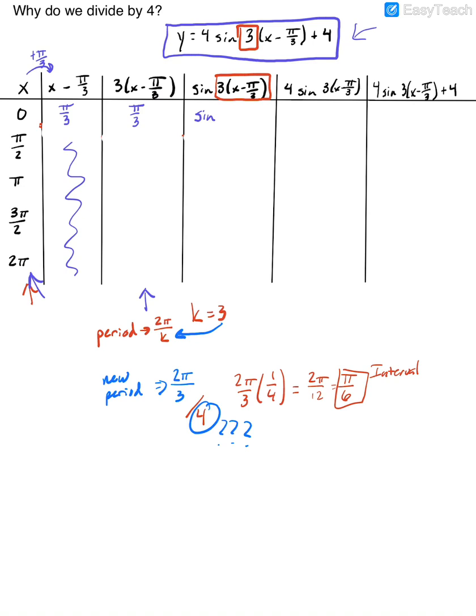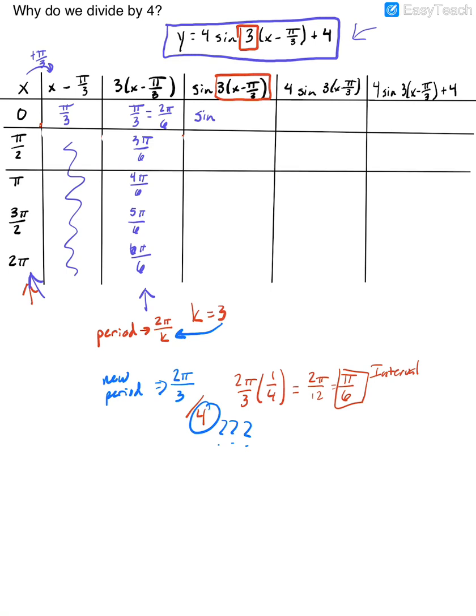So if I was to take pi over 6 and add it to pi over 3 up here, pi over 3 is 2 pi over 6. So adding a 6 gets me 3 pi over 6. Then another one, 4 pi over 6, 5 pi over 6, and 6 pi over 6. Okay, and if it helps, we can make our table look like this too.